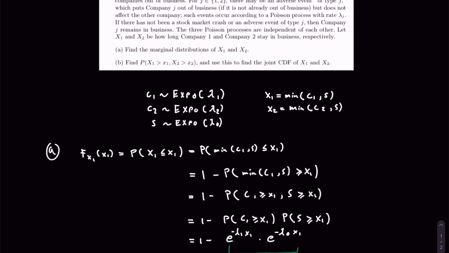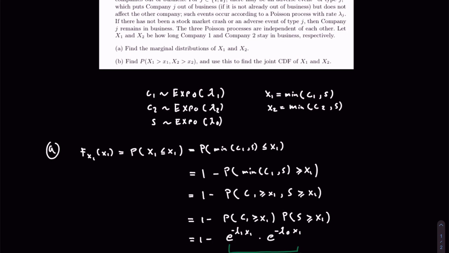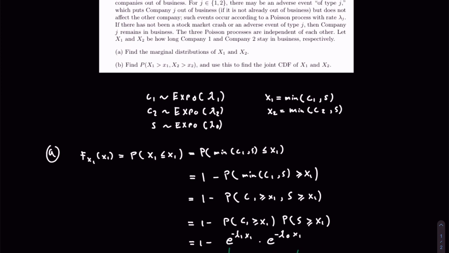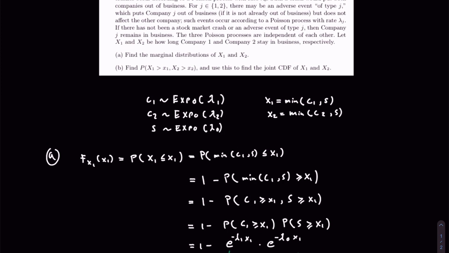Okay, let's move on to the second part. Here we are asked to find the probability of x1 being larger than little x1 and x2 being larger than little x2, and use that information to find the joint CDF. Okay, so this seems like a bit of a detour. Why calculate this? Why can we not just calculate the CDF immediately?